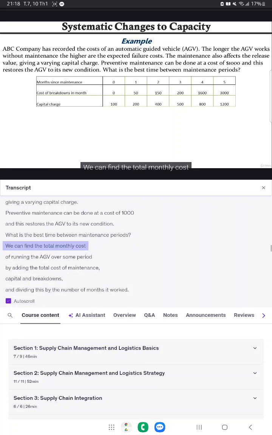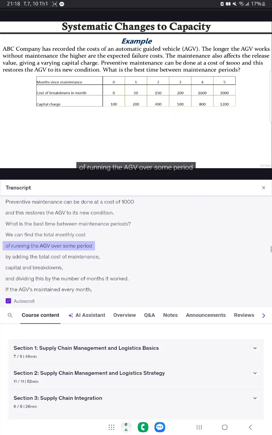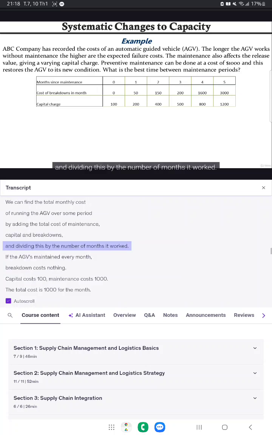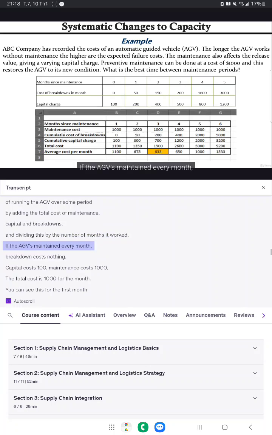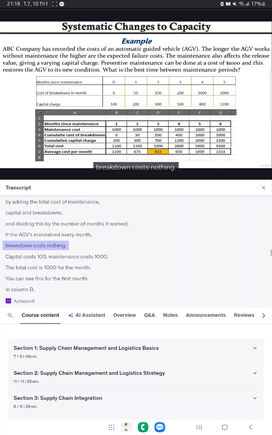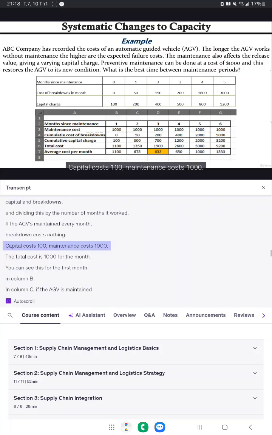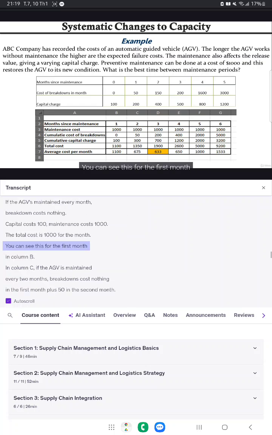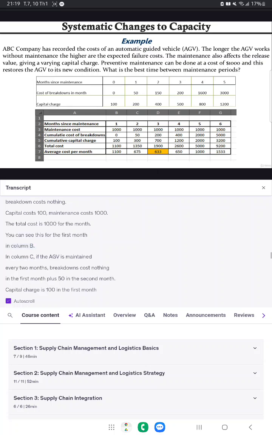We can find the total monthly cost of running the AGV over some period by adding the total cost of maintenance, capital and breakdowns, and dividing this by the number of months it worked. If the AGV is maintained every month, breakdown costs nothing. Capital costs 100, maintenance costs 1000, the total cost is 1000 for the month. You can see this for the first month in column B.